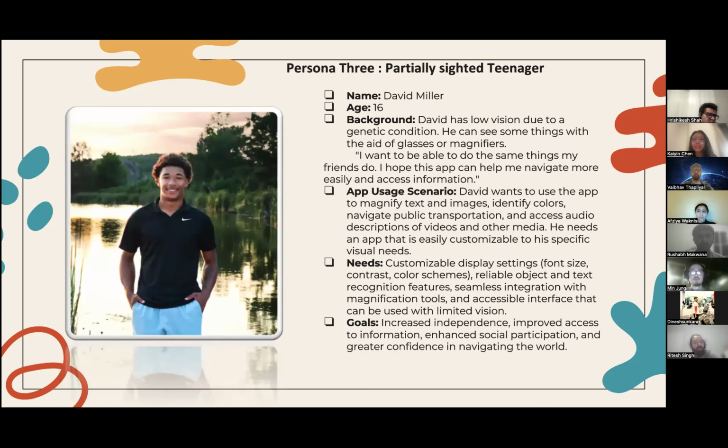Our persona 3 is the partially sighted teenager, David. David has low vision due to a genetic condition, and David wants to use the app to magnify text and images, identify colors, navigate public transportation, and access audio description of video and other media.